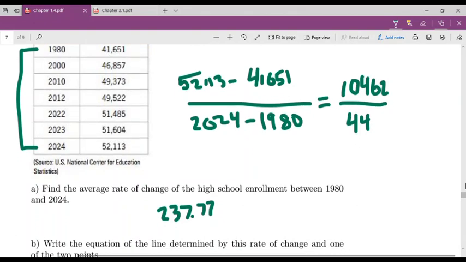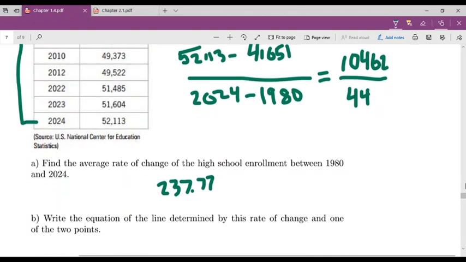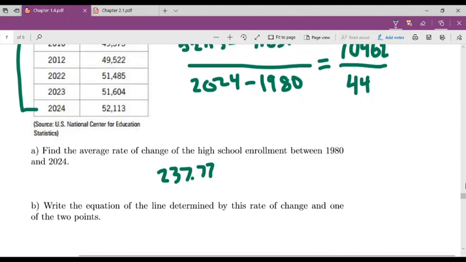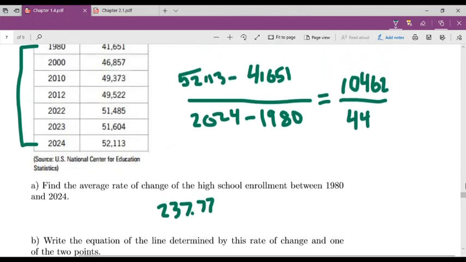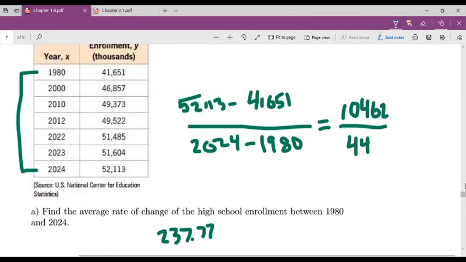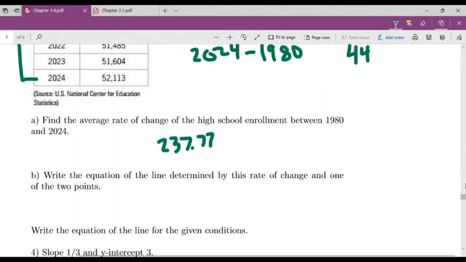So the average rate of change of enrollment between 1980 to 2024 looks like 237.77 thousands of students. Okay. B says write the equation of the line determined by this rate of change and one of the 2 points. Okay. Now I'm going to take the easy way out here. I'm going to use point slope formula because it didn't tell me which one to use. If it tells you to use slope intercept, obviously use slope intercept. Okay. But I'm going to use point slope.